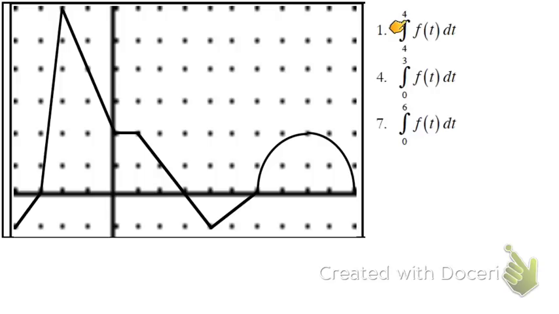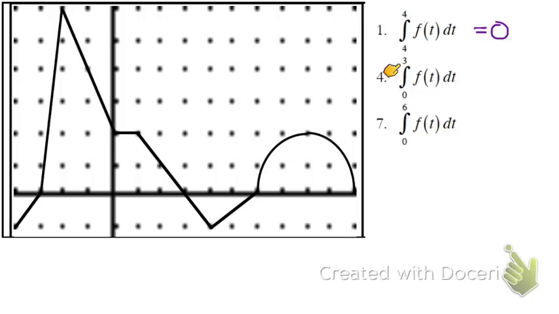Remember we said that if we start at a number and end at the same number, it means we didn't go anywhere. And if we didn't go anywhere, then we did not accumulate any area. So this first one has an area of 0. There is no area under a curve that doesn't go anywhere.